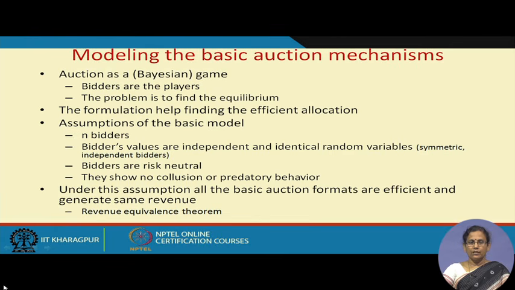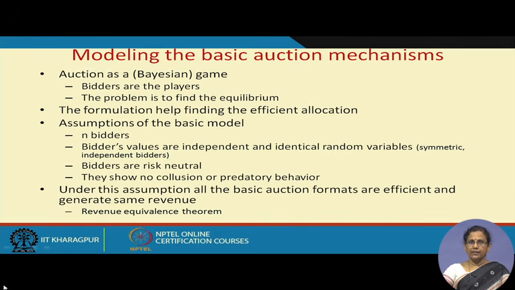So, we have to now formulate the model to find out how to make the efficient allocation. There are many basic assumptions in the model. There are some n number of bidders. All the bidders' values are independent and identically distributed random variables.